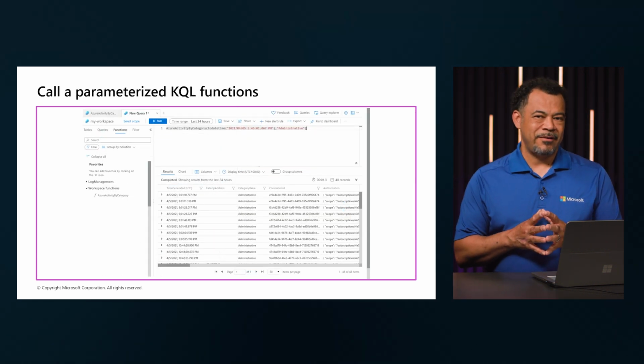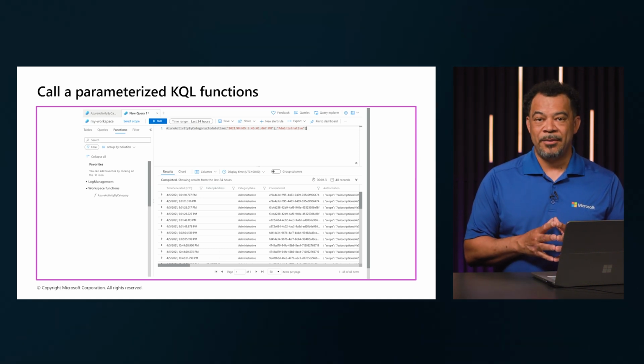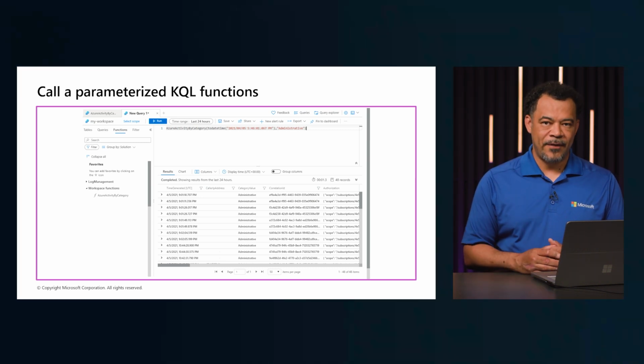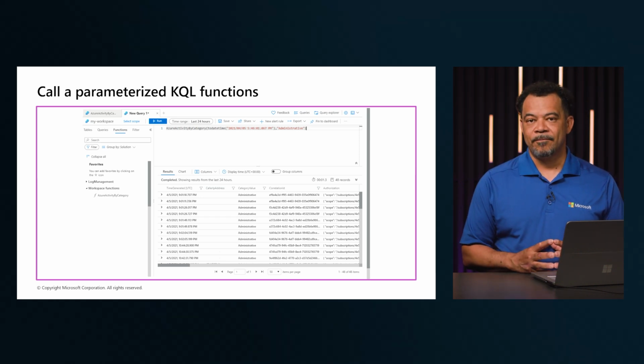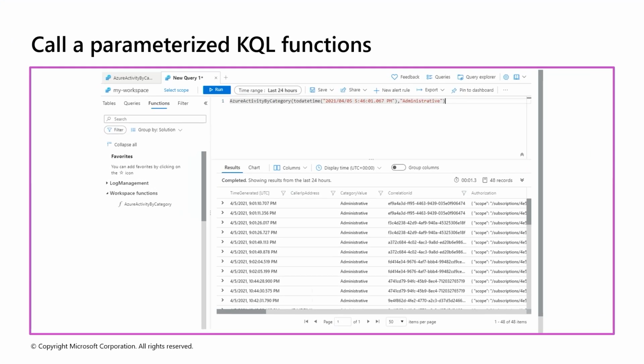To run a parameterized KQL function in Microsoft Sentinel, start by navigating to the Functions tab in your workspace. Select the function you want to use, such as Azure Activity by Category, and provide the required parameters, like a specific timestamp and a category value. In this case, the function is executed with a date-time input and a category filter set to administrative. Once the parameters are set, run the query to retrieve the filtered results. The output is displayed in a structured table, which makes it easy to analyze and identify any relevant activity tasks.